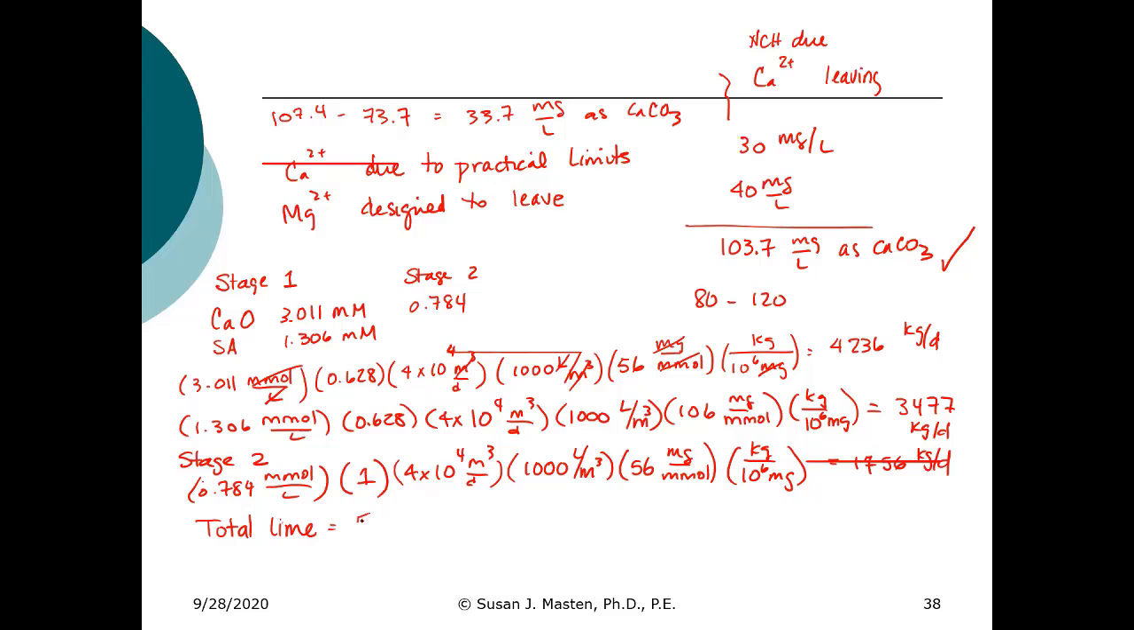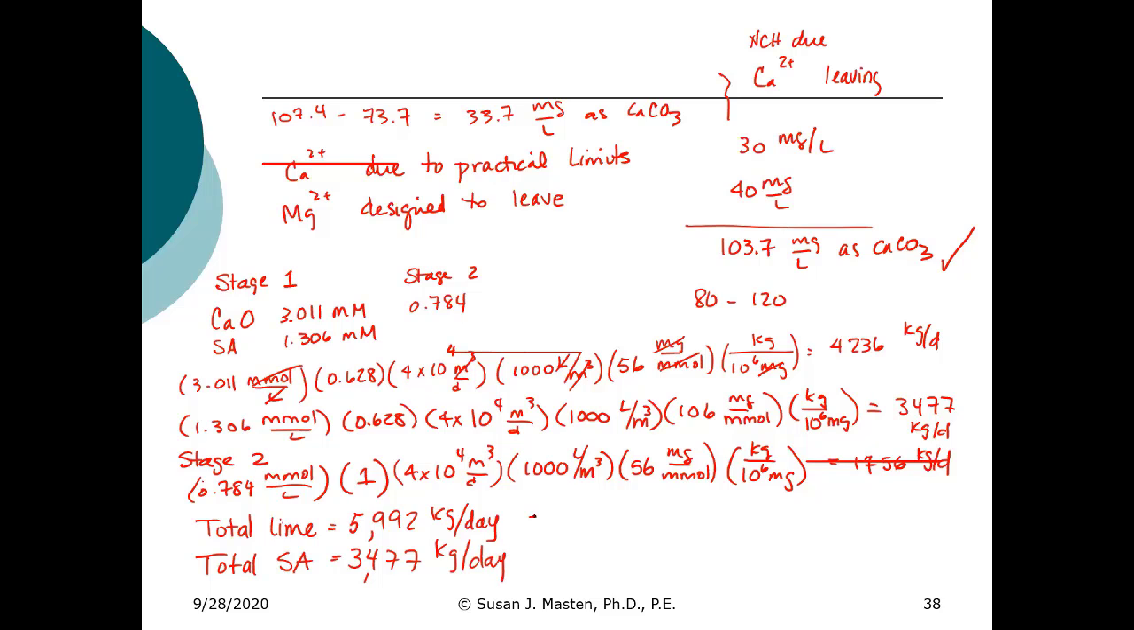So the total lime is equal to 5,992 kilograms per day, and the total soda ash is 3,000, almost 3,500.